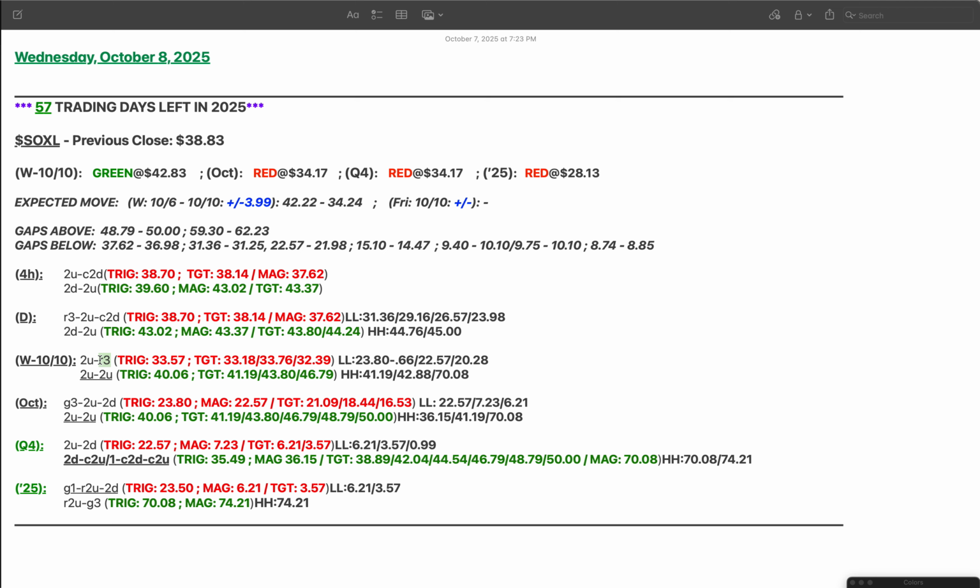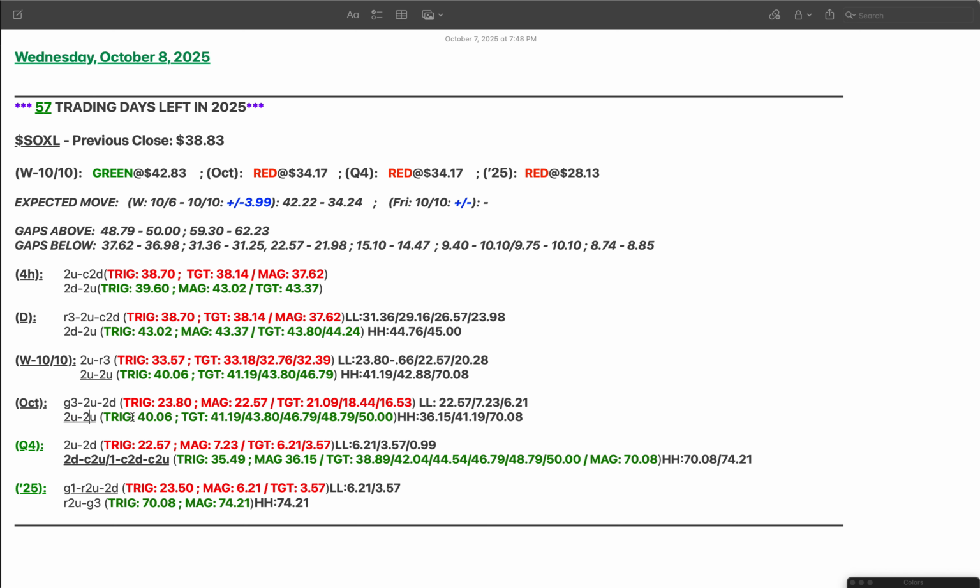If we do go red 3 on the week, or a bearish engulfing candle, that would trigger at 33.57, and we would have targets of 33.18. This should be 32.76, I apologize. So the targets would be 33.18, 32.76, and 32.39.